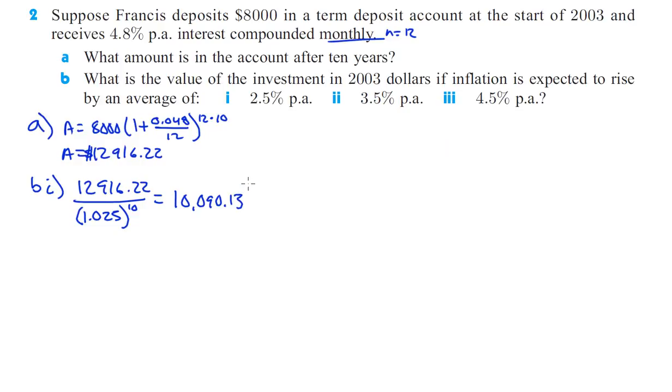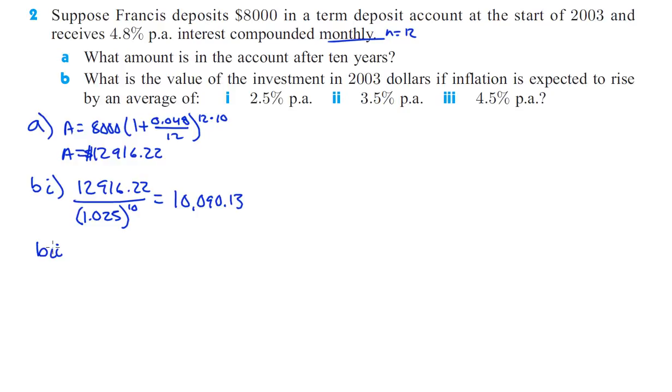Okay, so what's the value of the investment? It's still going to be pretty good. Got over $2,000, but granted, Francis had to leave it in there for 10 years, so that's quite a while. All right, so let's do the other ones.